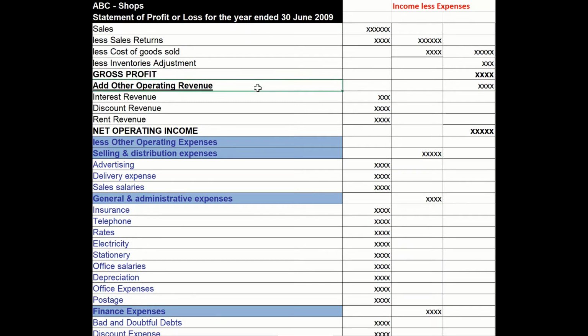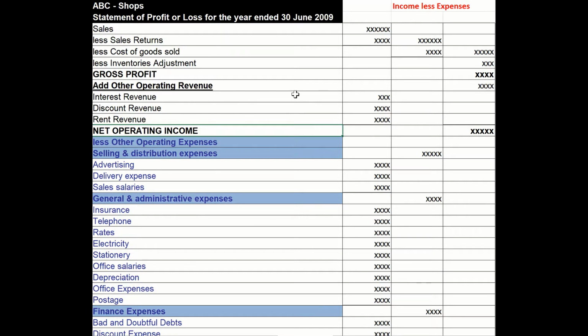We now add up all our other operating revenue, and you can see that consists of interest revenue, discount revenue, rent revenue, etc. I'll put it in the first column, draw a line, and put the total into that third column. And now I say my gross profit plus other revenue gives me a net operating revenue or net operating income.